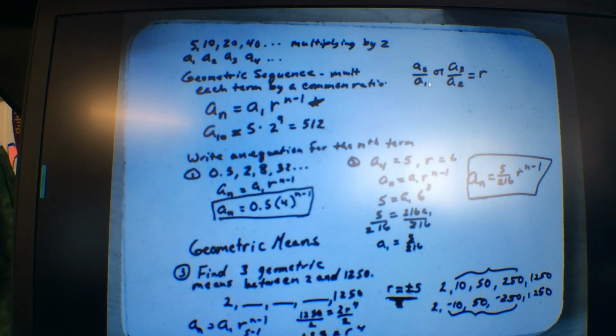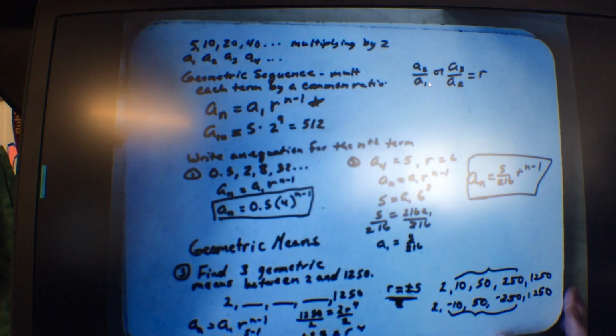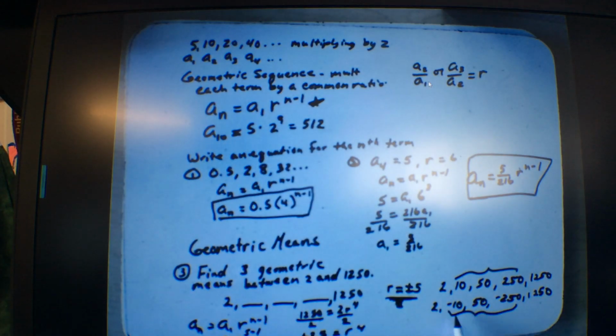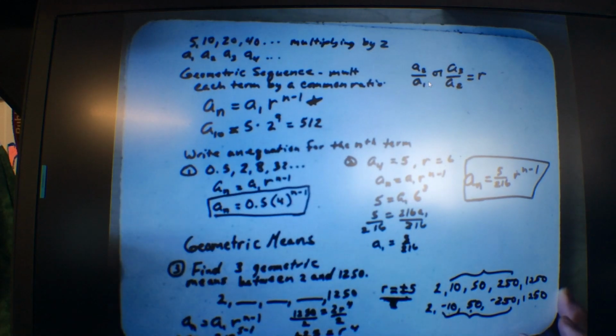Can you just put plus or minus on one answer? Yeah, but make sure that 50 stays positive both times. Why? Because you're taking a negative 10 times a negative 5 and getting a positive 50. A negative times a negative is a positive. Good question. Any other questions so far?